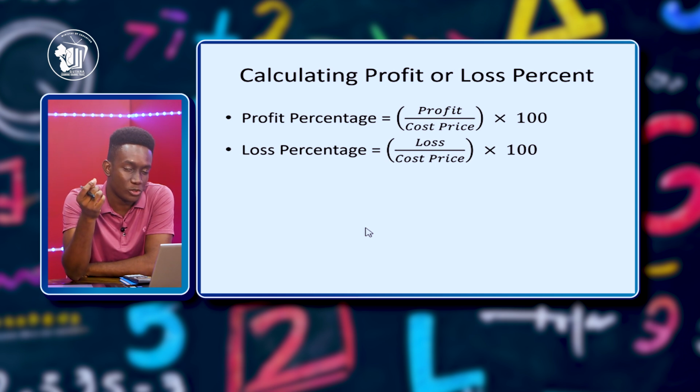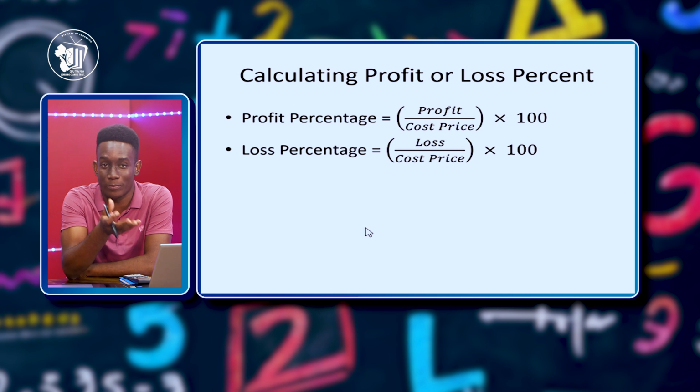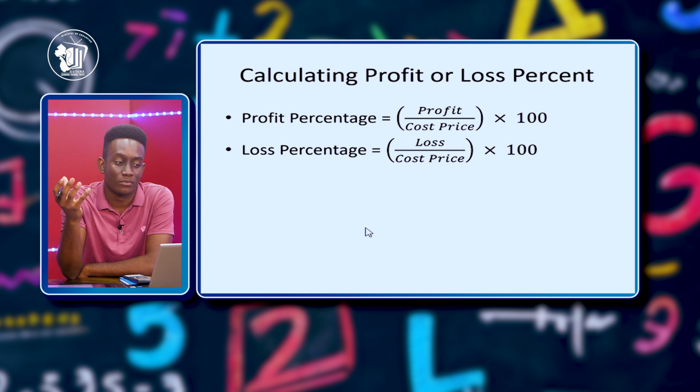Alright? So let's head into an example, but first let's look at how we calculate profit and loss percentage. Profit percentage would be the profit over the cost price. The cost price is the original cost of the item, the price that you bought the item for, or the price that a retailer buys an item for. So it's profit over the cost price multiplied by 100. And the loss percentage would be loss over the cost price multiplied by 100.